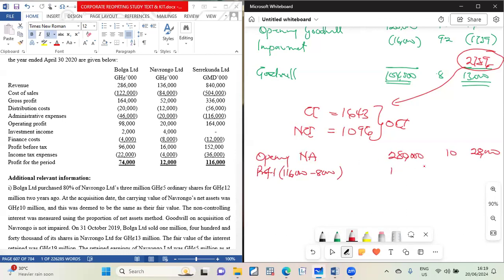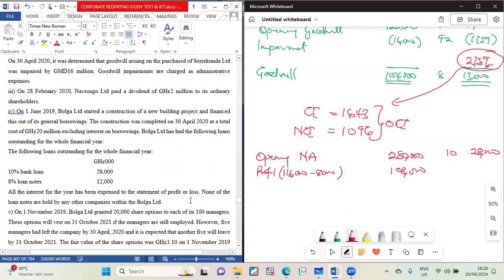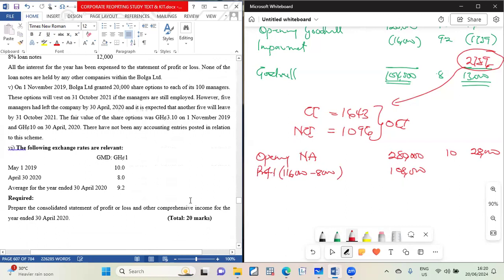You need to be careful with these things. And this one too, you need to convert it. So let's go and see our conversion rate is 9.2. This is profit, 9.2. So if I divide this by 9.2, what I have here is 11,739.